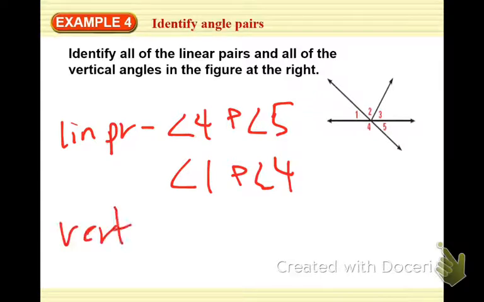Vertical angles. Give me a pair of vertical angles in the picture. Angle 1 and angle 5. That's the only one. Only vertical angles in the picture. 3 and 4 are across from each other, but they're not formed by the same lines. 2 and 4, same thing. They're not formed by lines. 1 and 5 are the only 2 that are formed by the same lines. So 1 and 5 is our only vertical pair in that picture.